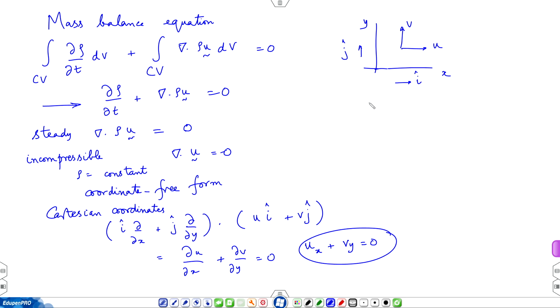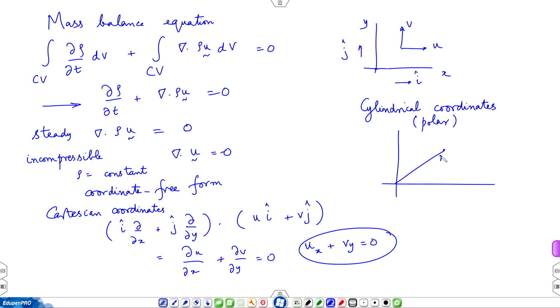If you are working in, let us say, cylindrical coordinates, now 2D cylindrical coordinates are also called polar. So, this is the xy plane, the coordinates are now r and theta. Of course, you can relate r theta to x and y. r square is equal to x square plus y square. Theta is tan inverse y over x. So, you can always go from one coordinate system to another.